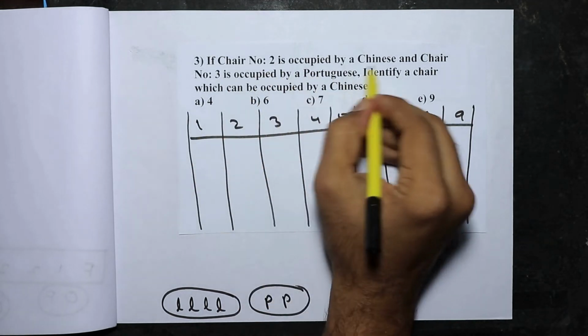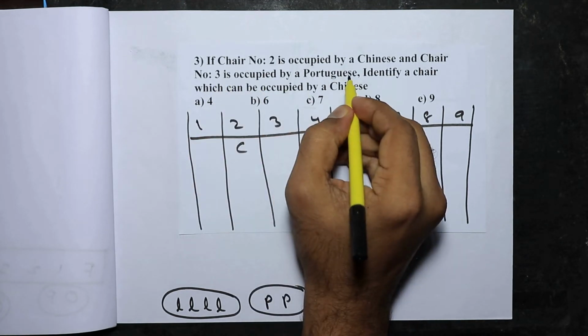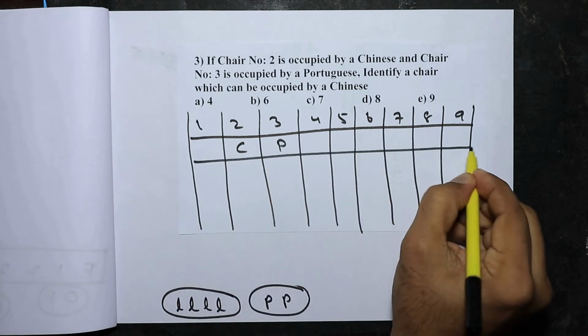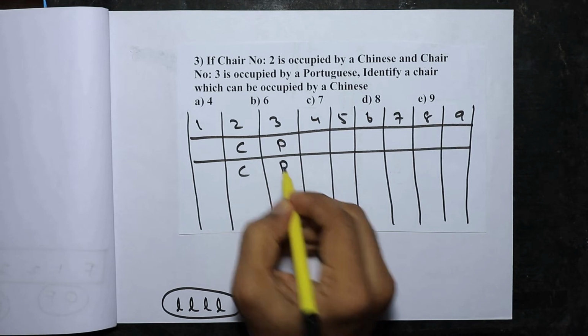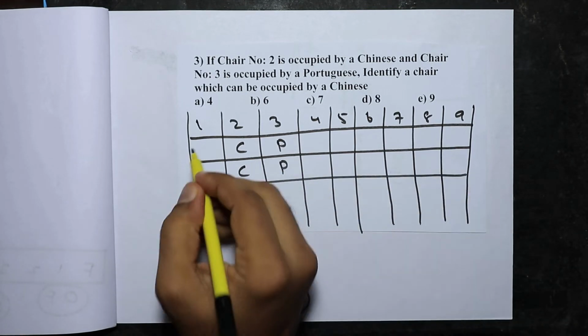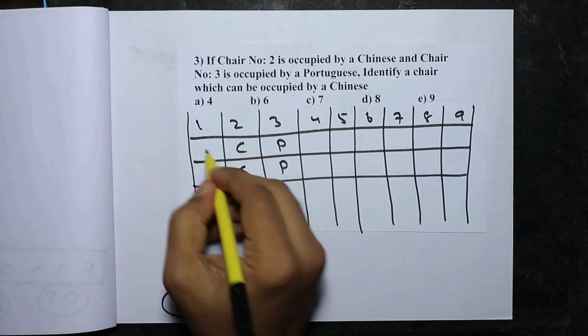Chair number 2 is occupied by a Chinese and chair number 3 is occupied by a Portuguese. Now we'll just make one more arrangement. So chair number 2 is occupied by Chinese and chair number 3 is occupied by Portuguese. Now here you have only one chair. So that definitely has to be occupied by a Chinese.